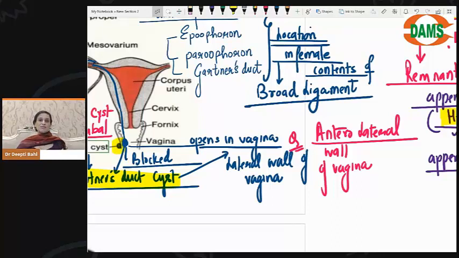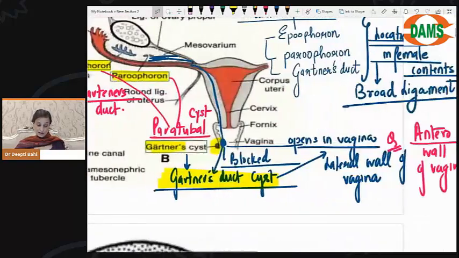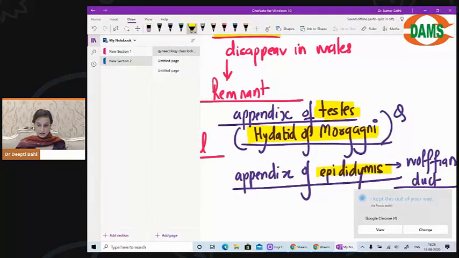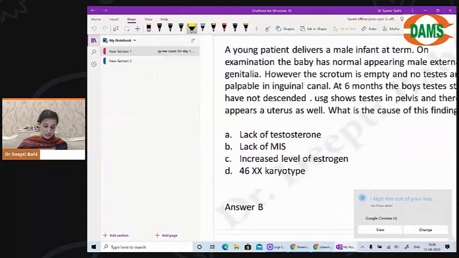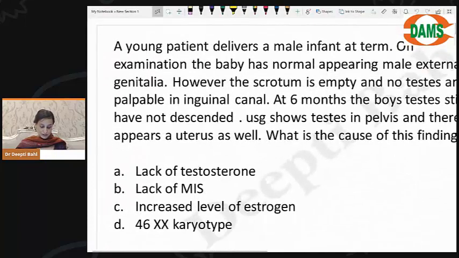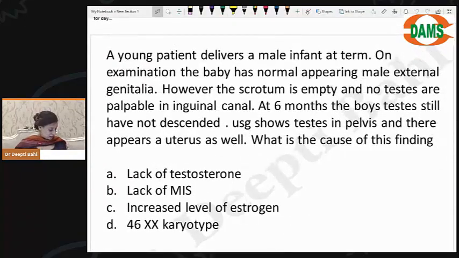Only sometimes it is present along its entire length. When it is along its entire length, it opens in the vagina, and then its vaginal opening can be blocked. It can then form the Gartner's duct cyst. All right, perfect. Now once you know this, to help you in quick recall, I want you to see some questions and I will see who is going to answer this for me. Okay, we are going to do a question and we will see who can answer.